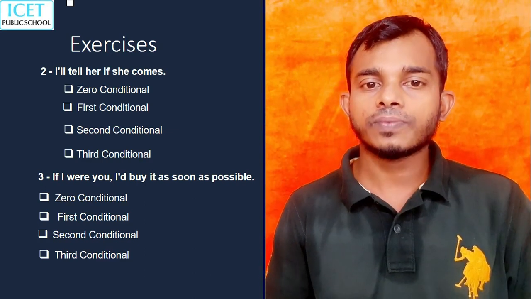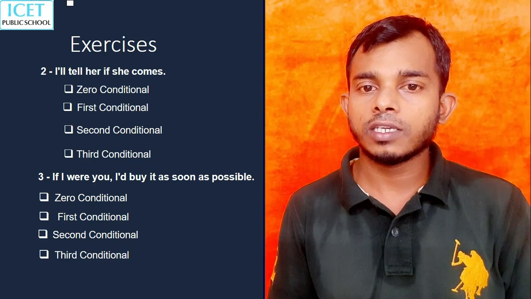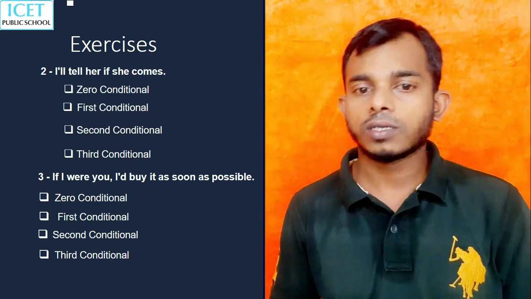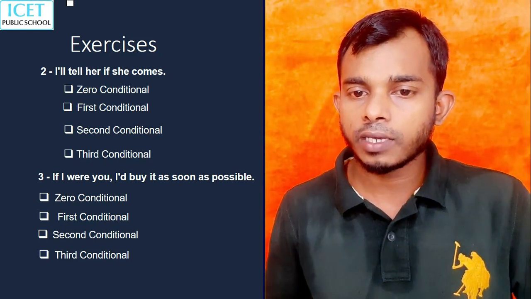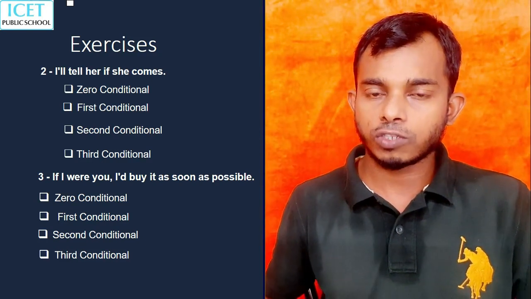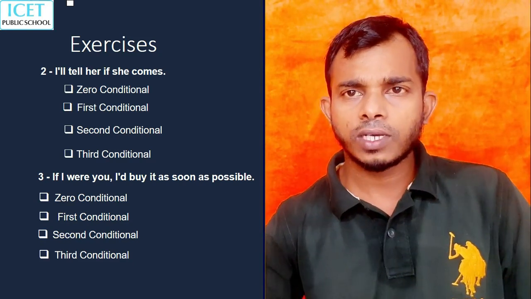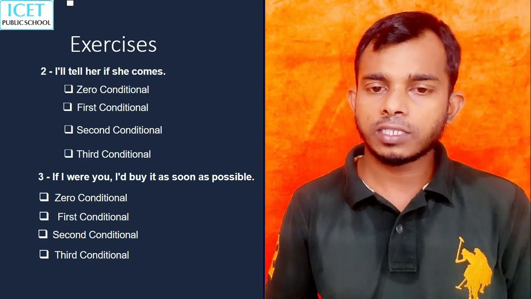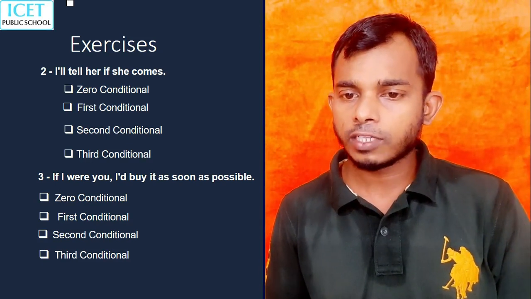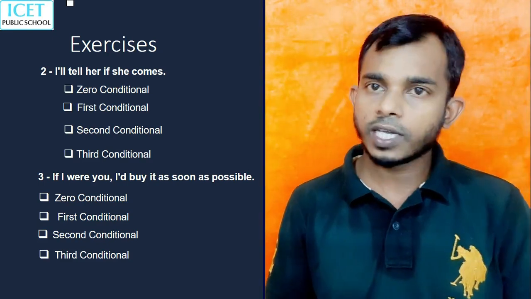The next one: I will tell her if she comes. Then: if I were you, I would buy it as soon as possible. And one thing I forgot to tell you: if the if clause is coming first, the sentence can also be written as, I would buy it as soon as possible if I were you. That way also we can write.